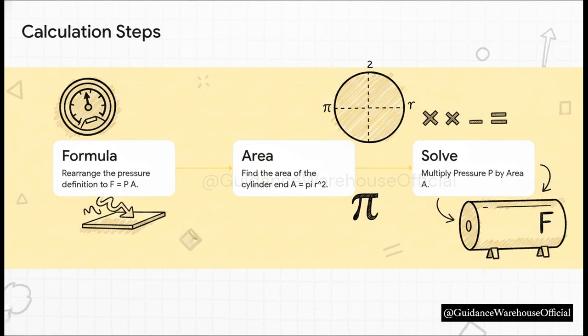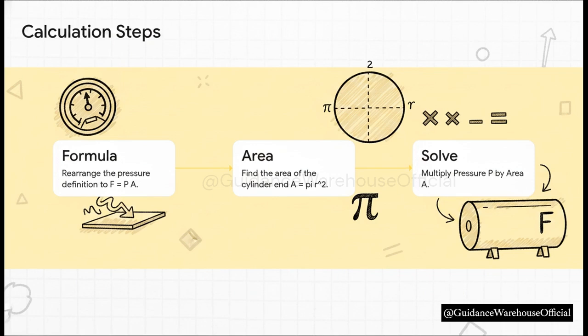Step 1, we take our foundational pressure definition, P equals F over A, and we just rearrange it to isolate force. So now force equals pressure multiplied by area, or F equals PA. Step 2, we need to figure out that area. Since the end of the tank is a flat circle, the area is simply pi times the radius squared. Since our diameter is 0.150 meters, we cut that in half to get a radius of 0.0750 meters. We square that radius, multiply it by pi, and boom, we have our physical area.